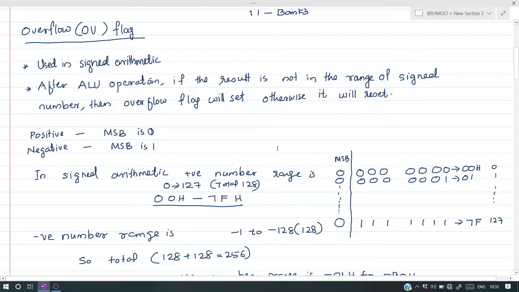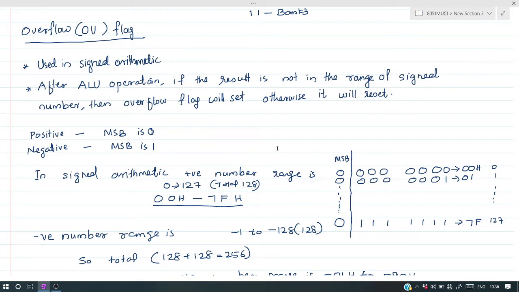Another important flag is the overflow flag. It is used in signed arithmetic. If the result after an ALU operation is not in the range of signed numbers, then the overflow flag will be set. If the result is within the range of signed numbers, then the overflow flag will be reset to 0. How do we know whether a number is positive or negative? For that, we can check the MSB of the number. If the MSB is 0, that number is positive. If the MSB of the number is 1, that number is negative.